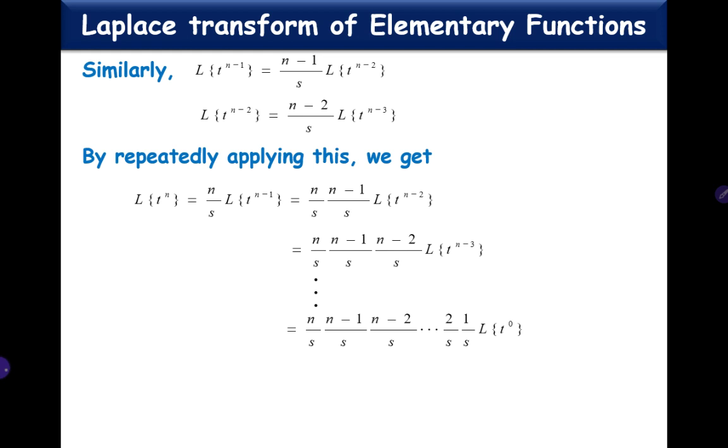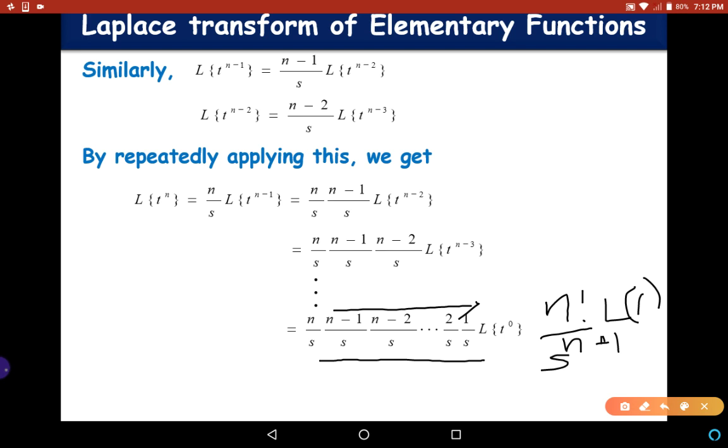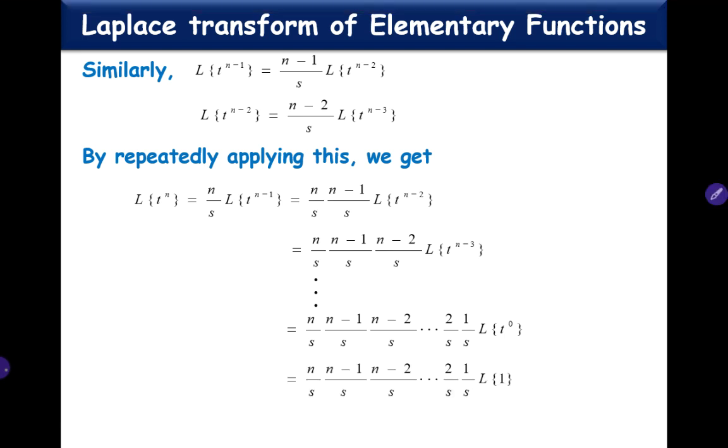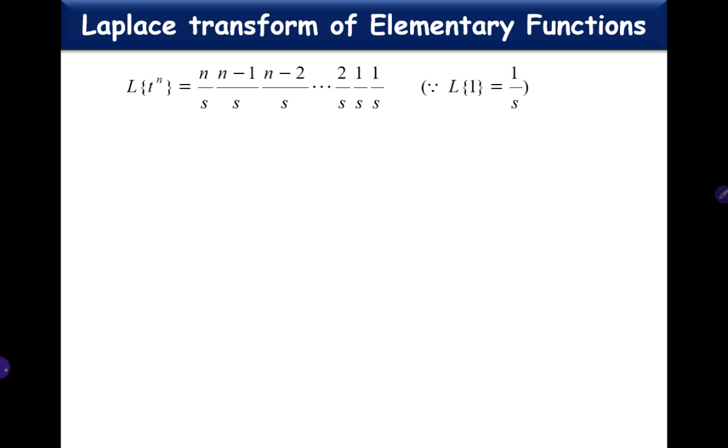And the numerator is here n into n minus 1 into n minus 2 and so on up to 2 into 1. That gives n factorial. And in the denominator we totally have n plus 1 s, product of n plus 1 s, that is s into s up to n plus 1 terms, that gives s power n plus 1. And L of t power 0 means L of 1, and we know that L of 1 is 1 by s. Therefore, we get that as n factorial by s power n plus 1.